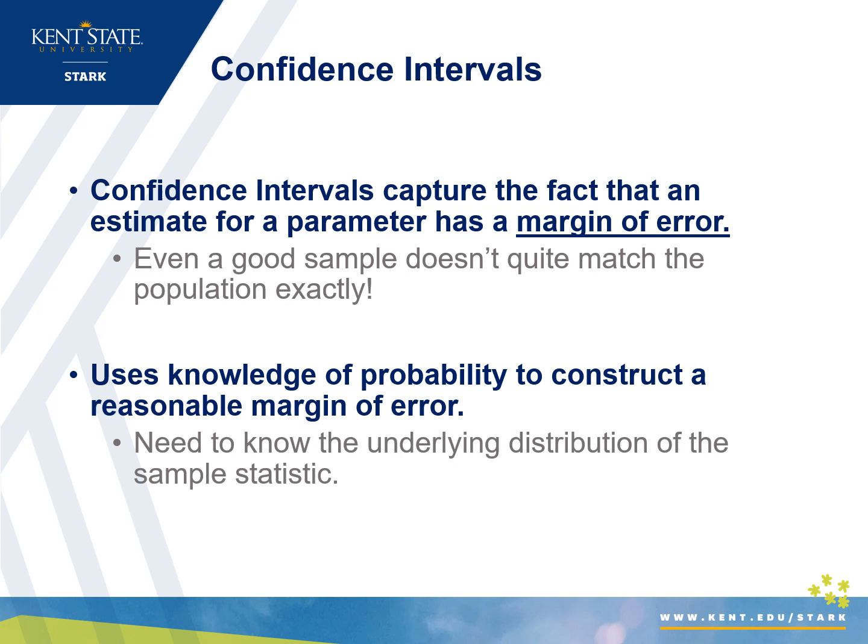A confidence interval is an estimation range for a population parameter based on a sample statistic. In effect, you take the sample statistic and then account for the margin of error, remembering that the sample probably isn't exactly like the population. Now, this margin of error doesn't come from nowhere. Instead, we use our knowledge of probability to construct a reasonable margin of error based on the underlying distribution of that sample statistic.